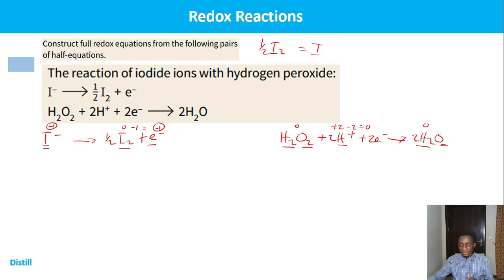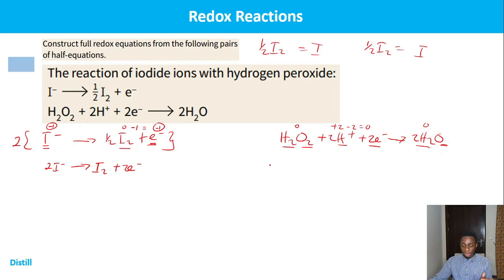Now if you observe, we have 2 electrons here, but how many electrons do we have on this side here? We have just 1 electron. So what do we do? We have to multiply all through by a factor of 2. So we have to multiply the whole of this equation by 2. If we do that, then we can write 2I minus, then we have I2 plus 2e minus.